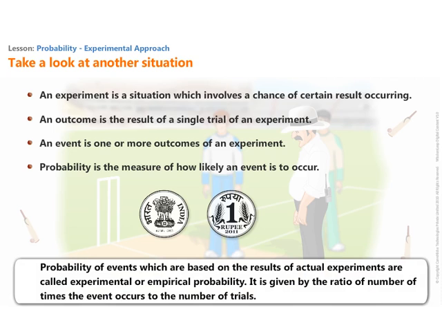Probability of events which are based on the results of actual experiments is called experimental or empirical probability. It is given by the ratio of the number of times the event occurs to the number of trials.